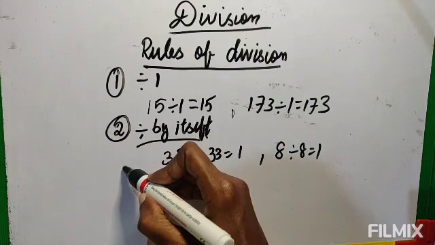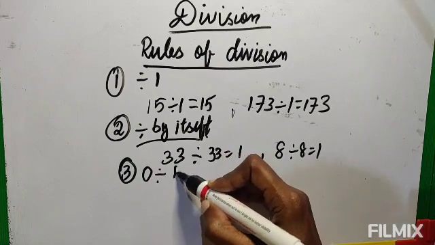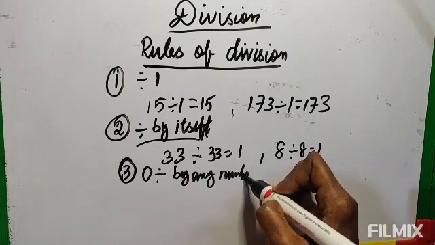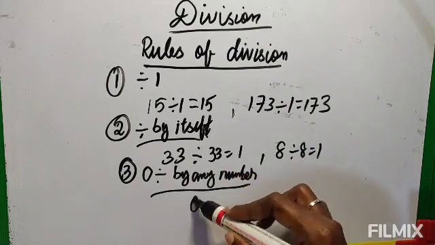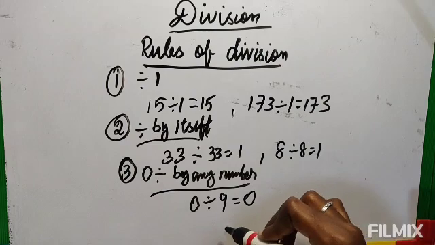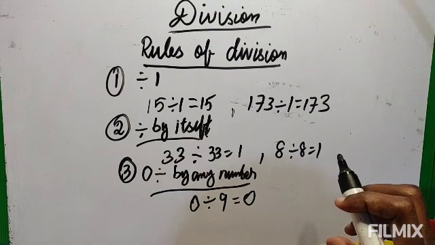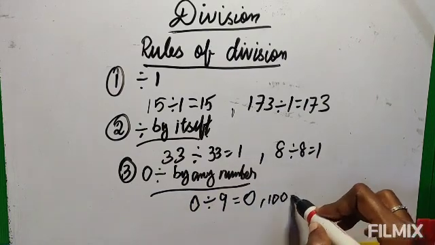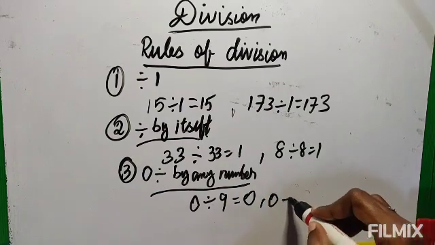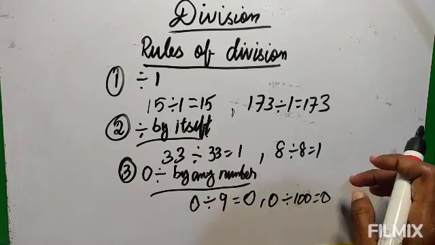Now the third rule is 0 divided by any number. If you divide 0 by any number, 0 divided by 9 is 0. If you divide 0 by any number, the answer is 0. If you take 0 divided by 100, it equals 0. So if you divide 0 by any number, the answer is 0.